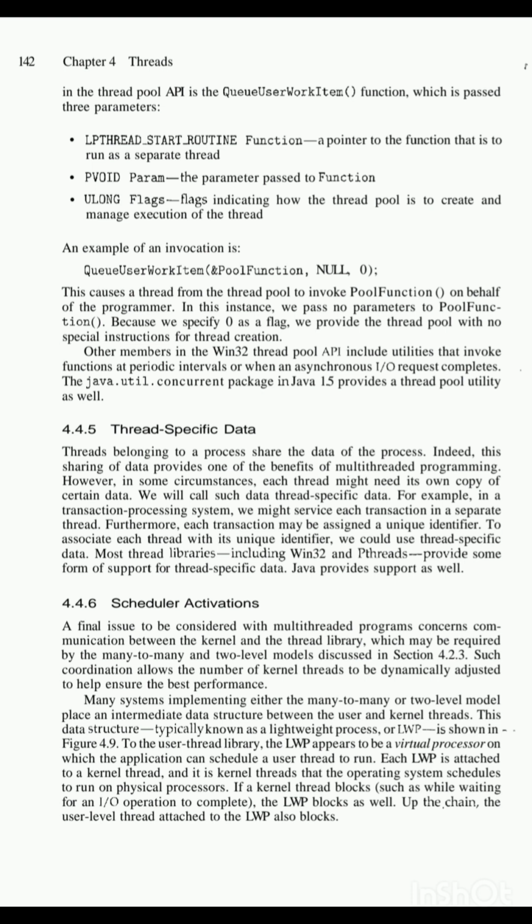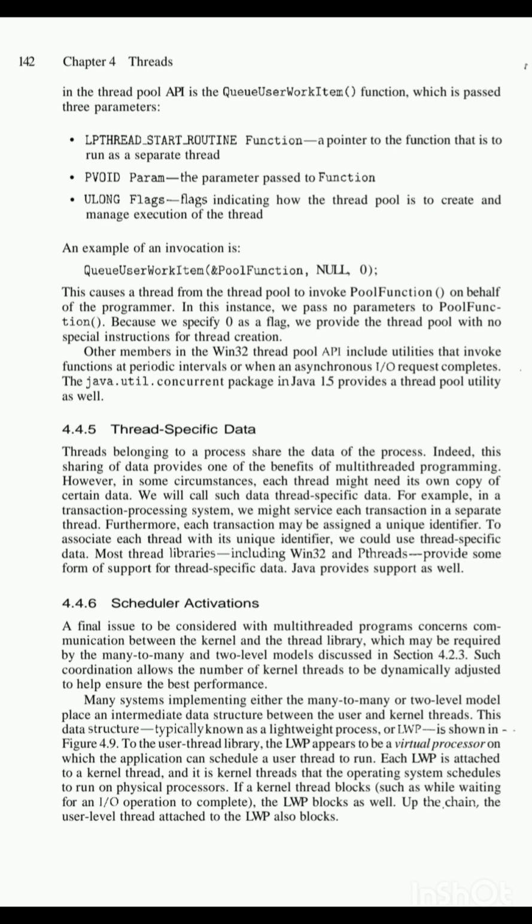This causes a thread from the thread pool to invoke PoolFunction on behalf of the programmer. In this instance, we pass no parameters to PoolFunction because we specify 0 as a flag. We provide the thread pool with no special instructions for thread creation. Other members in the Win32 thread pool API include utilities that invoke the function at periodic intervals or when an asynchronous input-output request completes. The java.util.concurrent package in Java 1.5 provides a thread pool utility as well.